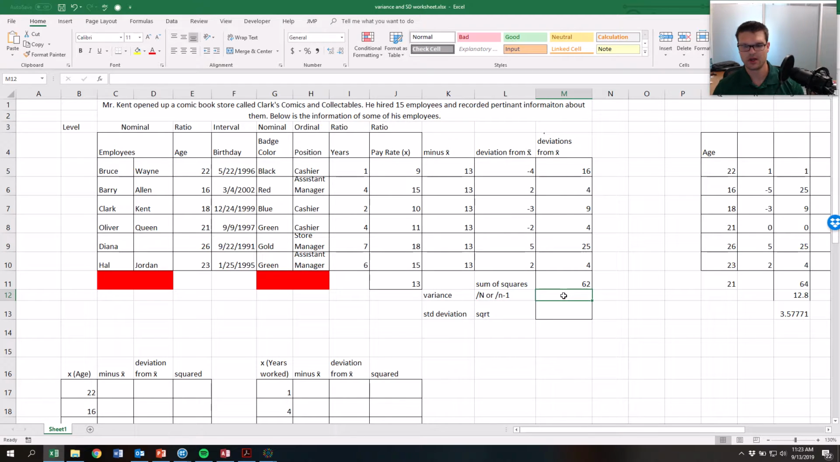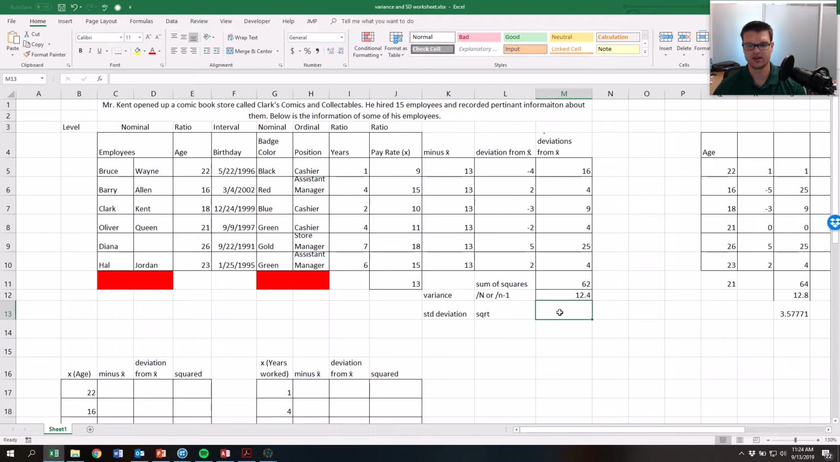So we do equals 62 divided by 5, which gives you the variance. Okay, and is this variance a statistic, or is this variance a parameter? It would be a parameter if we were dealing with population data, but because we are dealing with sample data, this right here is a statistic. So the variance, this is the statistic for the variance, which is 12.4.